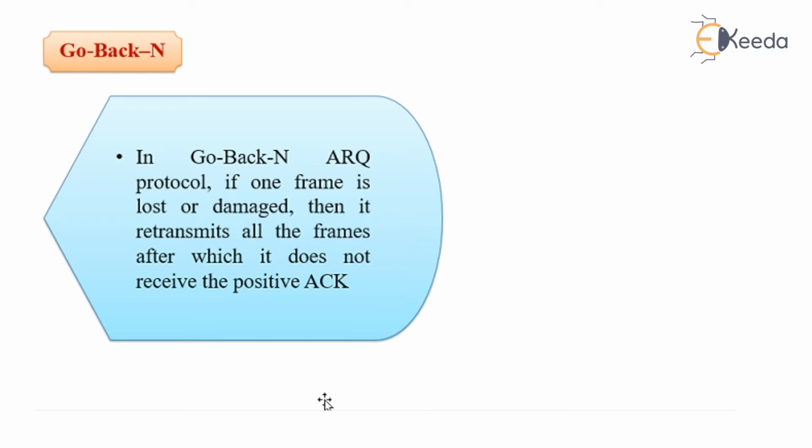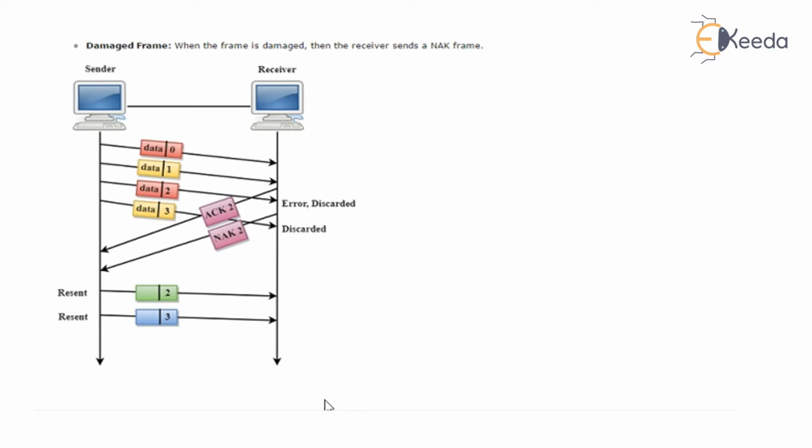In go back N, if one frame is lost or damaged, then the sender retransmits all the frames after which it does not receive a positive acknowledgement. Similarly, in this diagram, you can see there is a sender and a receiver. An acknowledgement is given by the receiver for frame number 2. NAK means a negative acknowledgement. So it is going to send 2 and 3.